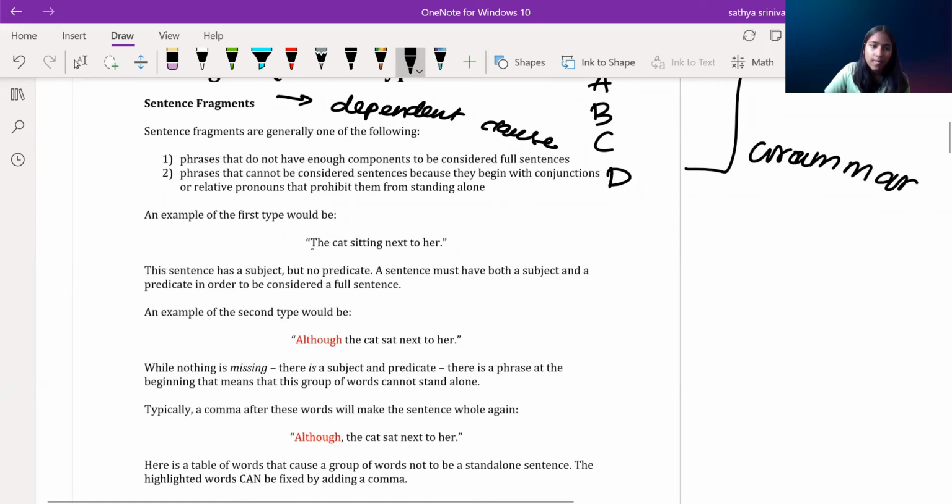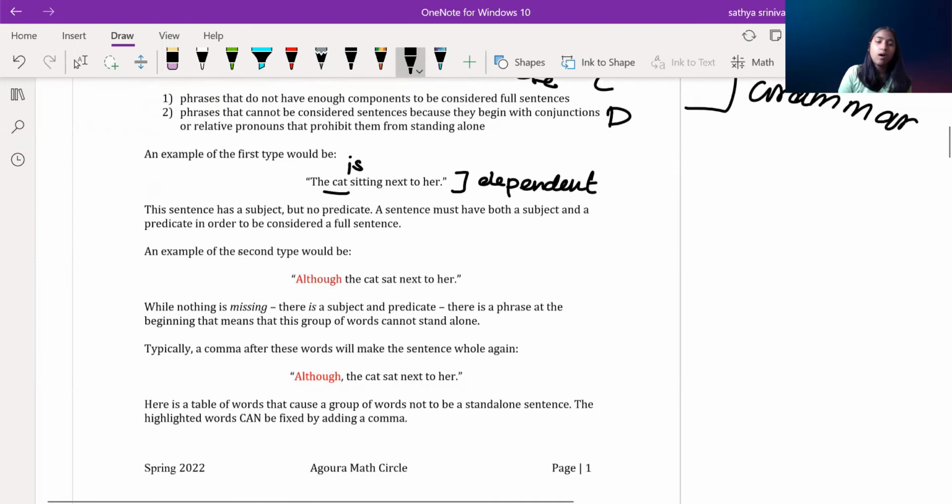For example, the cat sitting next to her is not a complete sentence. It's a dependent sentence, right? Because there's a subject, but there isn't a proper verb. Cat sitting is not a verb. You need to have something like cat is sitting in order for it to have all the parts of an independent sentence. It doesn't have a proper predicate.